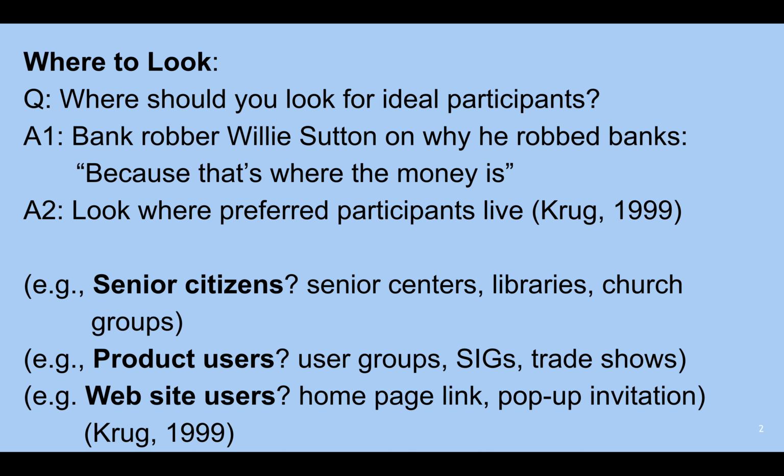For example, if you're looking for senior citizens in your user testing group, you might want to go to some senior centers, libraries that cater to seniors, or church groups. If you want to have a product user, you want to go to user groups for that product, SIGs or trade shows, special interest groups for SIGs. And website users, you want to maybe add something to your homepage, create a link, or create a pop-up invitation when they're using your site.